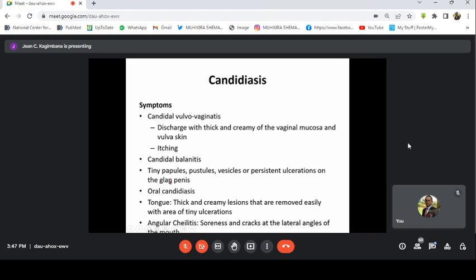Now, oral candidiasis in the mouth is common in people who use oral corticosteroids like prednisolone for a long time. It may also be a risk factor. And you have what we call angular cheilitis at the corners of the mouth.